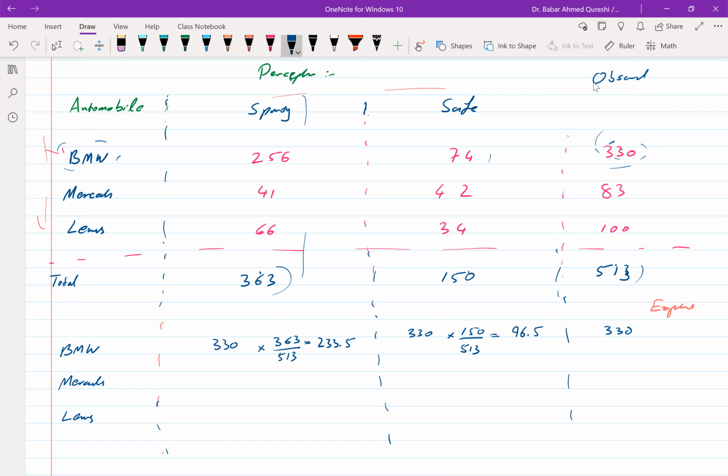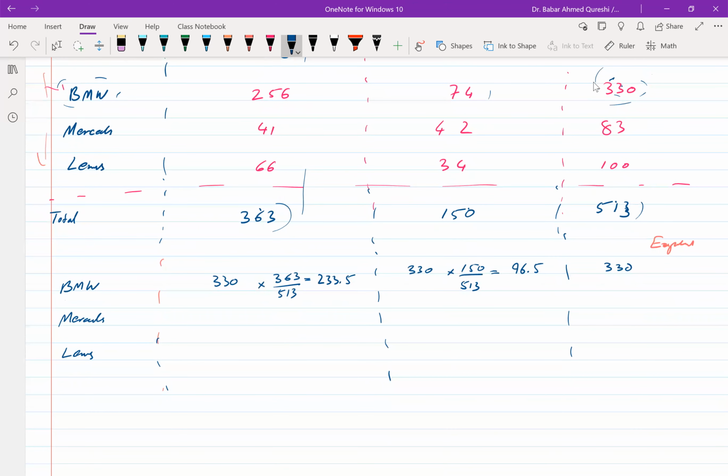So what is the probability of saying a BMW? It is 330 divided by 513. And how many total are saying sporty? 363. So I multiply that probability by 363, and I'll get the same number. So it doesn't matter which way you draw this table.